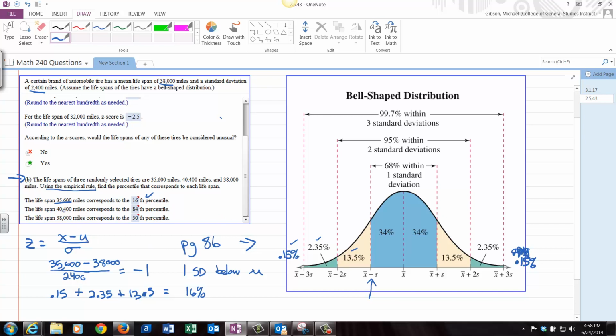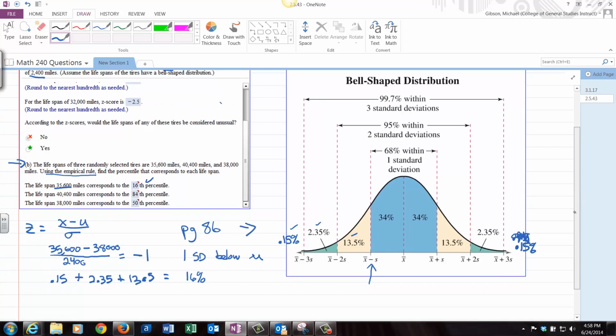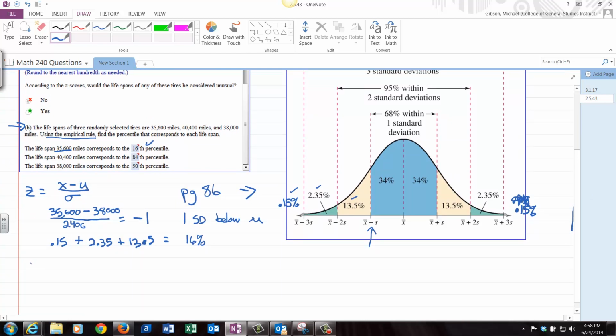The lifespan, 40,400 miles, is the next one. All right, so let's do that. So z equals 40,400 minus 38,000 over 2,400. Well, that equals plus 1, right? Well, plus 1 is going to be right here, right? Okay, a couple ways to look at this. Probably the easiest one, the quick way is this.